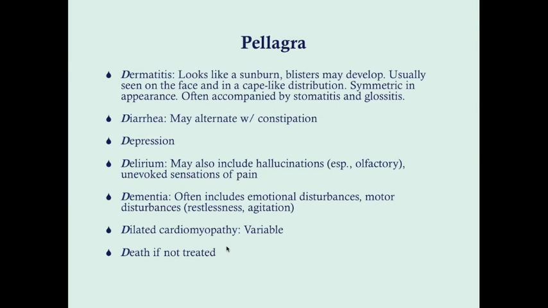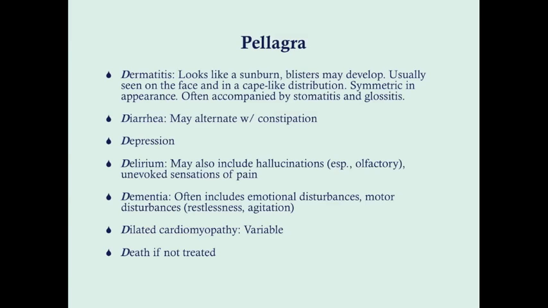So with Pellagra, you're going to look for certain things, and they pretty much all start with D, which is useful. So dermatitis, it typically looks like a sunburn. You can get blisters that develop. Usually it's seen in a cape-like distribution. So you'll have a symmetric appearance. A lot of times this will be accompanied by stomatitis and glossitis. Diarrhea can alternate with constipation.